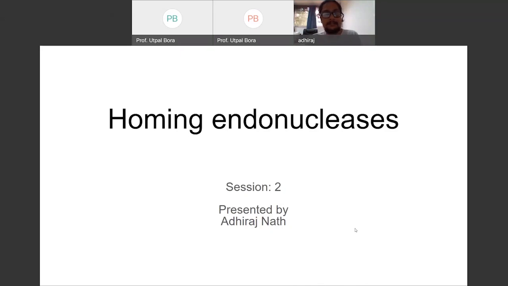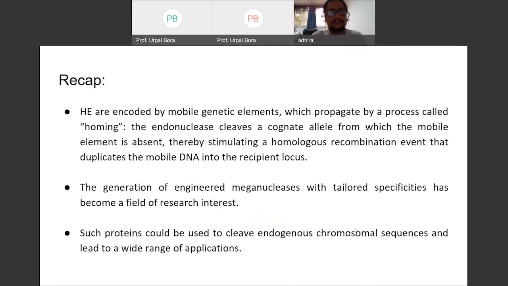So, as sir has already explained much about homing endonucleases, I'll be touching some part of it which has a structural basis and understanding it from a computational point of view. So, just giving a recap of whatever Sir said, just highlighting the main points out of it.